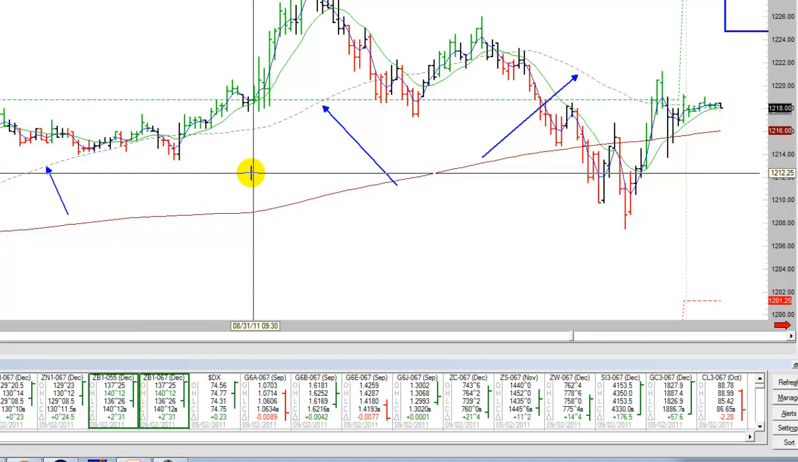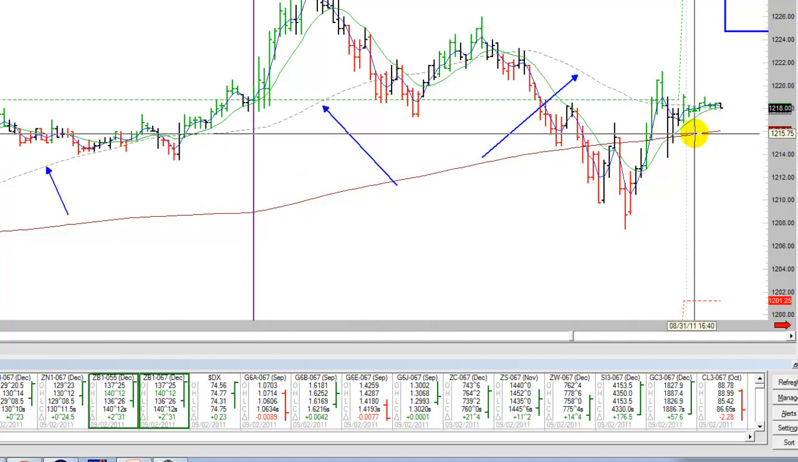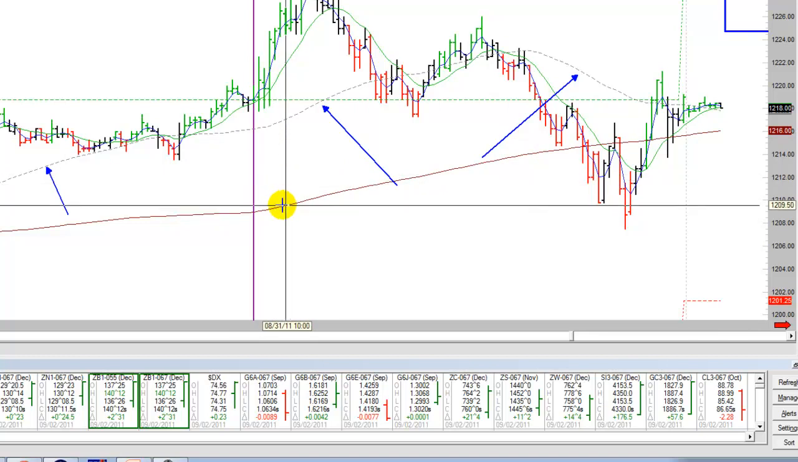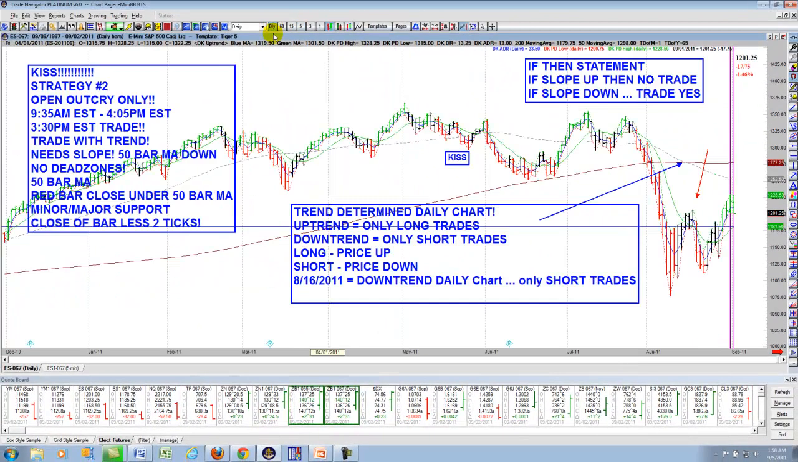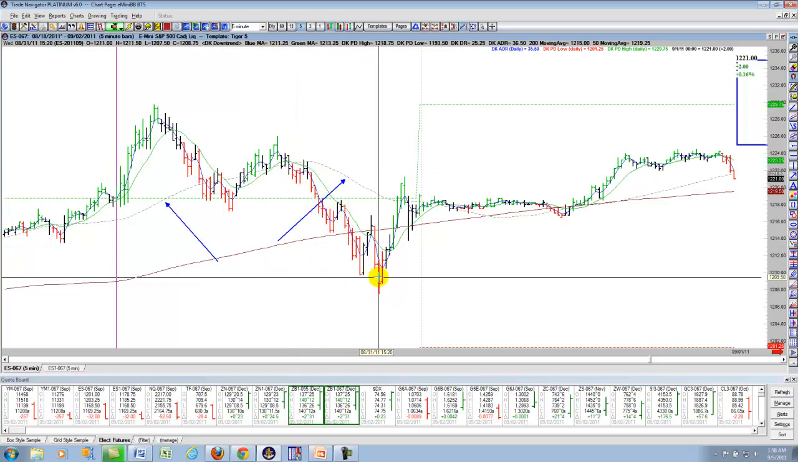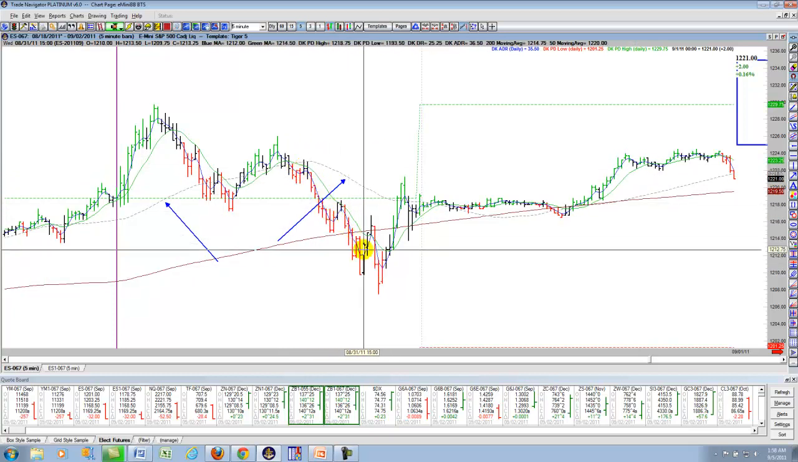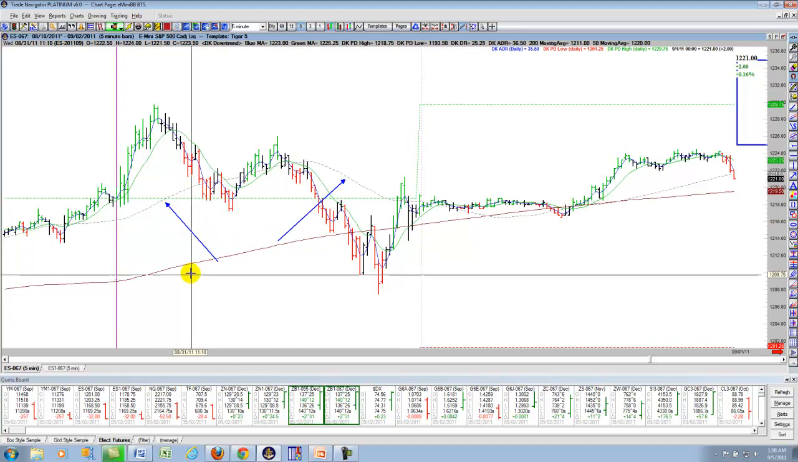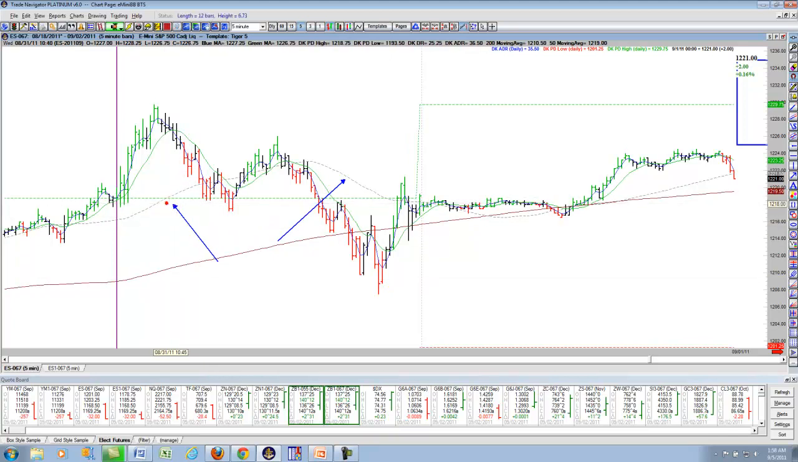Do we have any trade in any part of this period of day? No. Why? Once again, the daily chart is going down. We're looking for red bars only. Obviously we've got red bars through here, yes, but the trend is going counter trend. This is what we would determine counter trend to the daily chart.